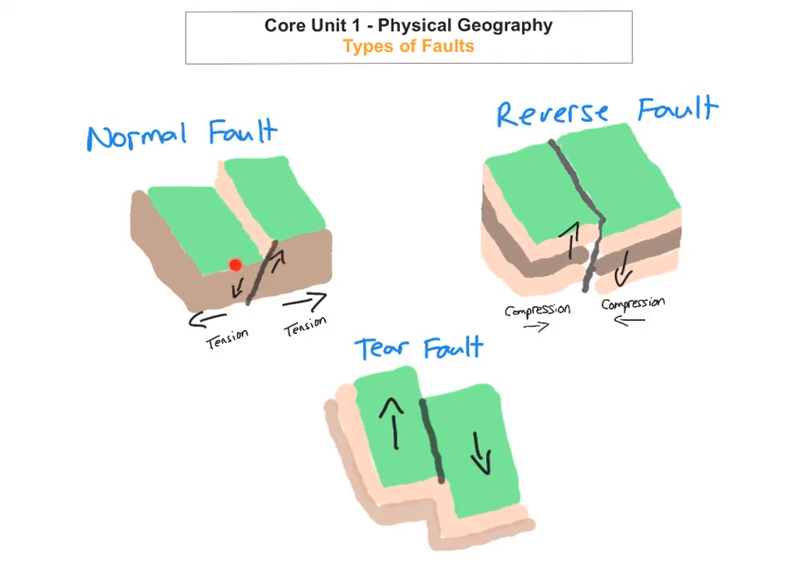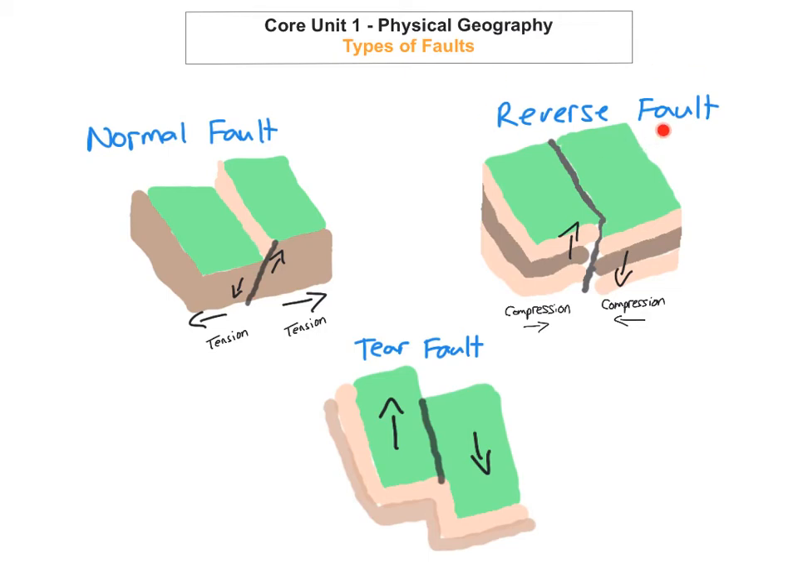Okay, so you can see that the movement here, the fault line, is vertical. And what happens is one block slips down past the other one. So this one here used to be in line with this one up here, but it's actually after slipping down because of the tension as the plates pull apart from each other.